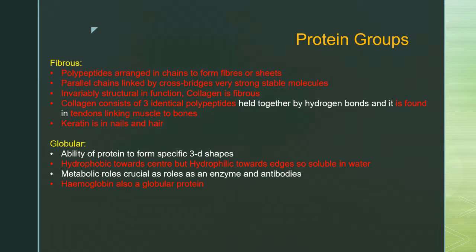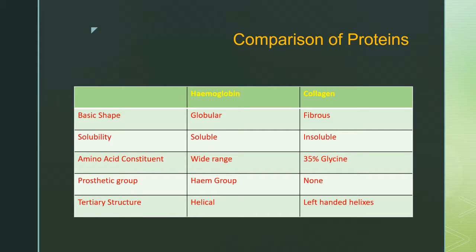Globular proteins, however, are hydrophobic towards the center but hydrophilic towards the edges, meaning they're soluble in water. They have crucial metabolic roles, such as enzymes or antibodies, and hemoglobin is an example of a globular protein. Here's a comparison of the proteins, if you get asked maybe in an essay or an example to compare. Basically, the basic shape between hemoglobin and collagen is obviously separate, collagen's insoluble, hemoglobin soluble, and so on. You can pause the video here if you want to go through the rest of the table.